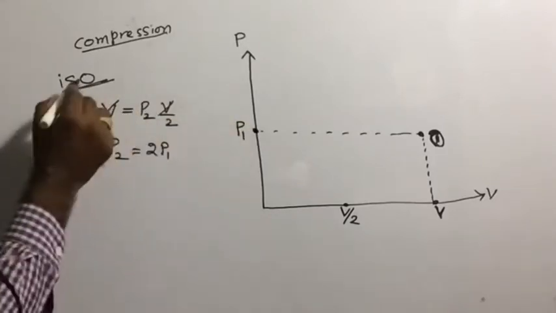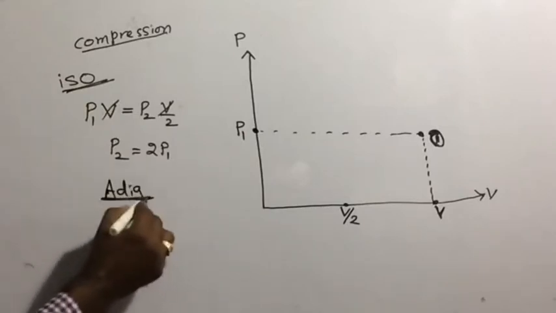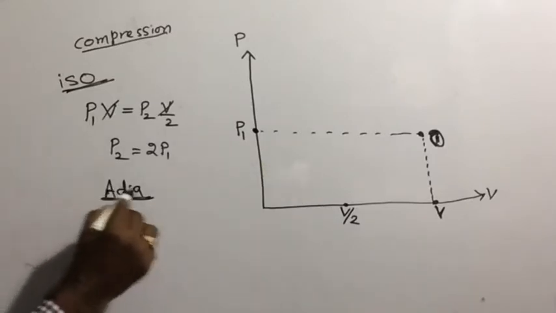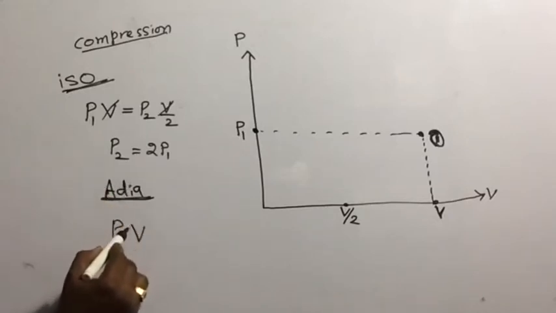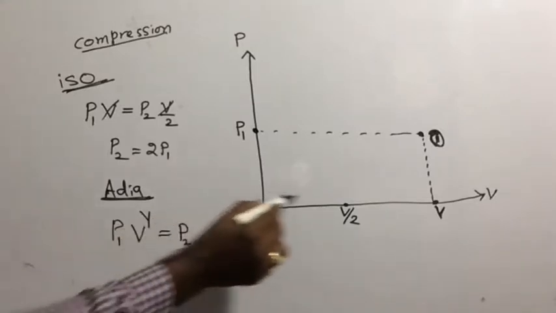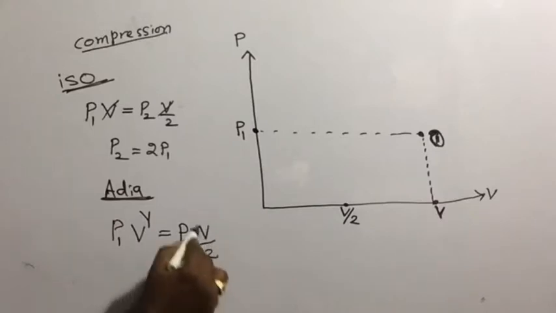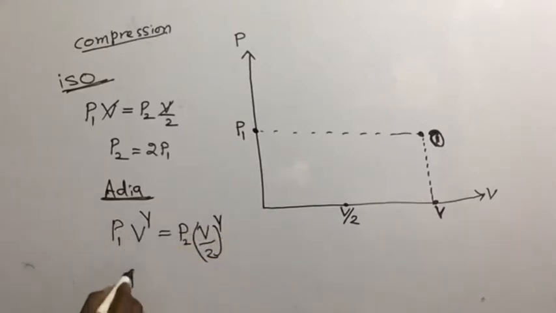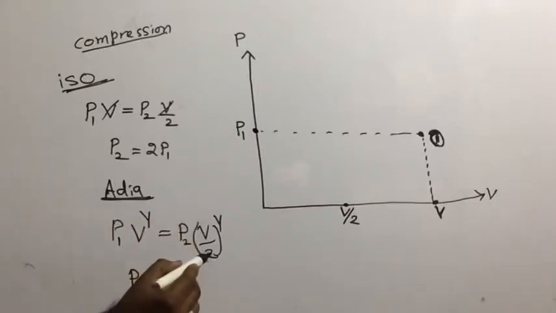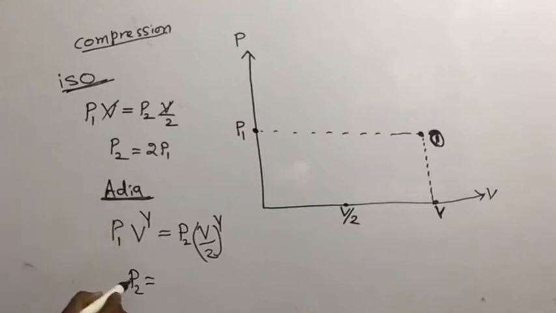If you take the same thing in adiabatic process, initial pressure is P1, initial volume is V, but in adiabatic process we can write PV power gamma is equal to constant. So P1 V power gamma is equal to P2 into V2, V2 is V by 2, power gamma. So from here, the final pressure is equal to, V power gamma gets cancelled. Here 2 power gamma is there. You can bring this side. So final pressure in adiabatic process will be 2 power gamma into P1.